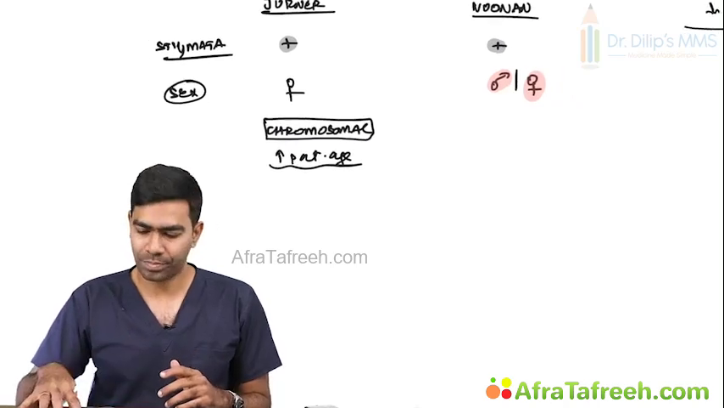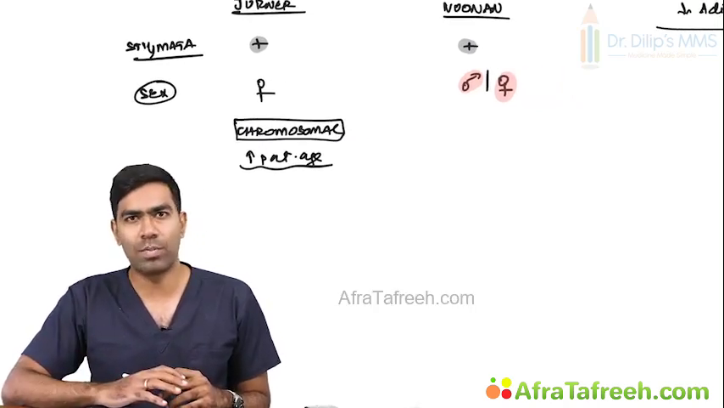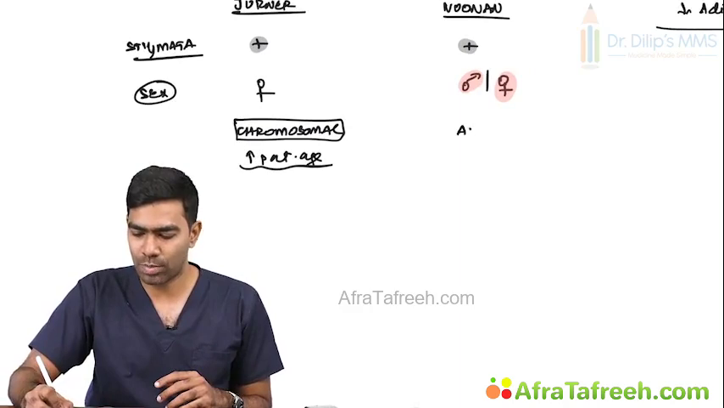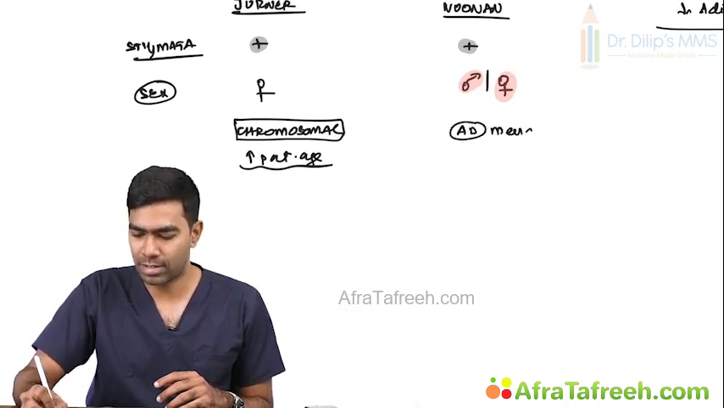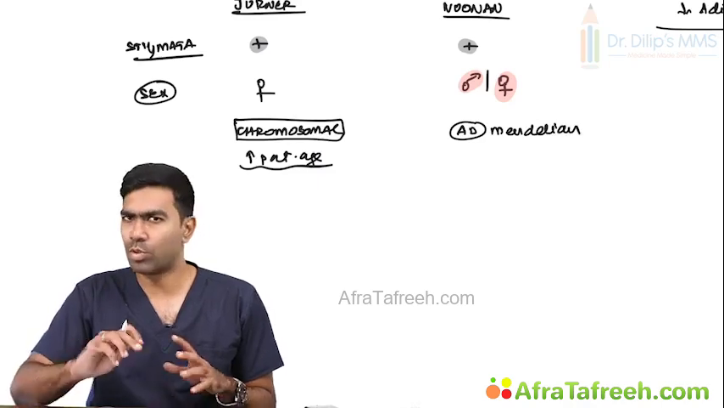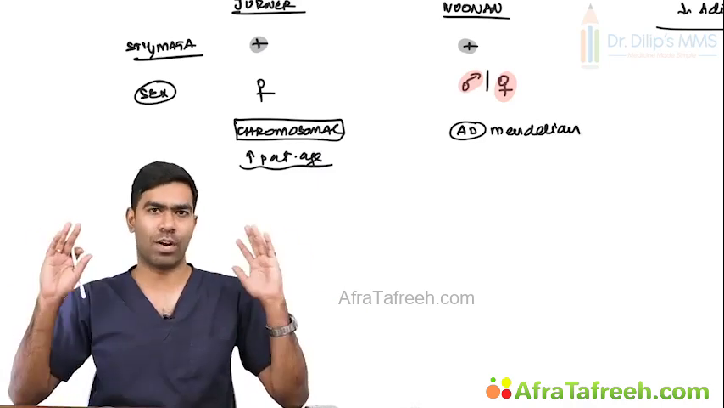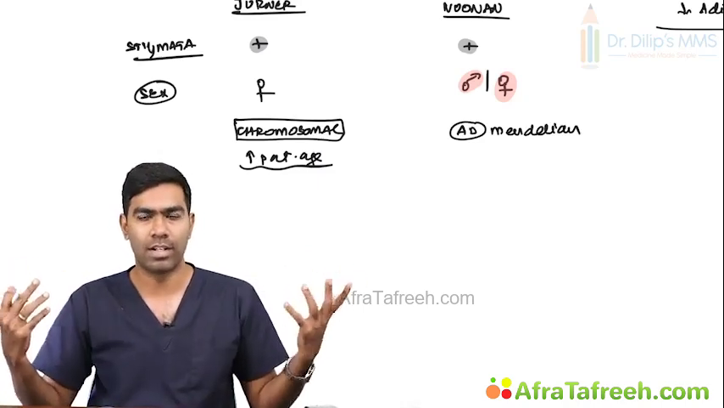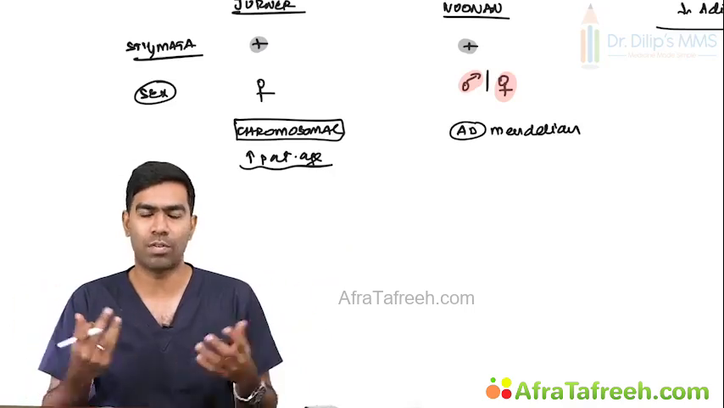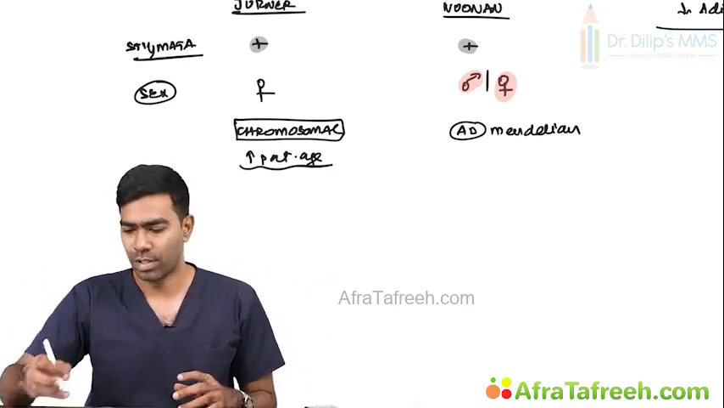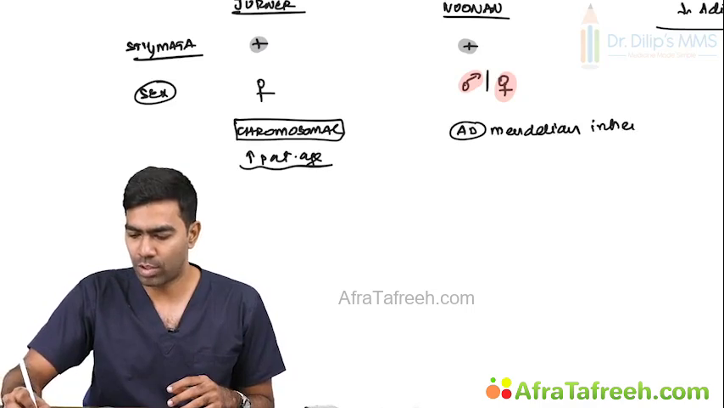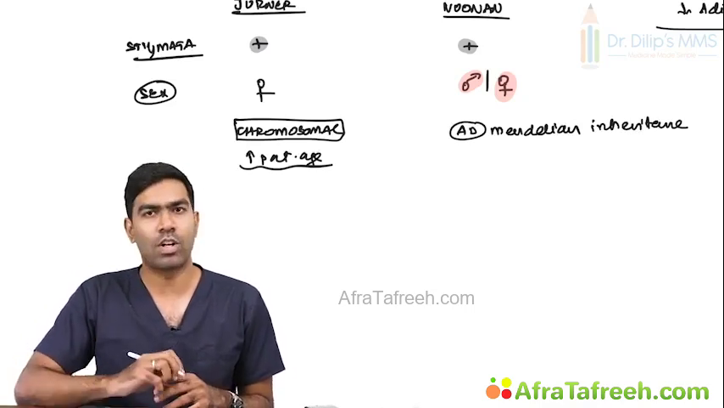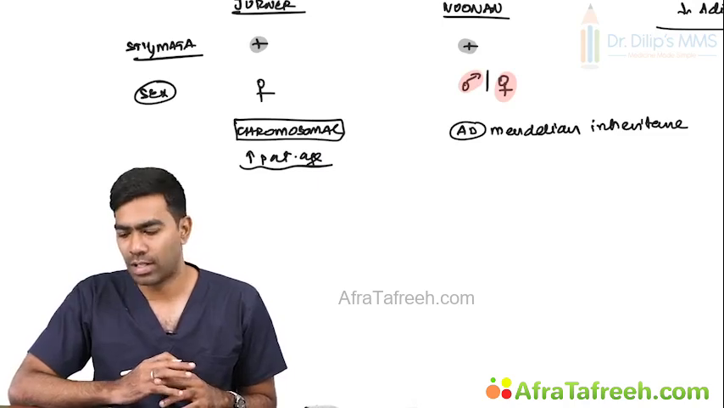It's been proven. At the same time, Noonan syndrome is not a chromosomal disorder. It is an autosomal dominant Mendelian inheritance. Chromosomal disorders are not inherited. First of all, you have to be very clear. It's not Mendelian inheritance. It happens just like that due to mutations during the time of fertilization and zygote formation. But Noonan syndrome is an autosomal dominant condition due to Mendelian inheritance.